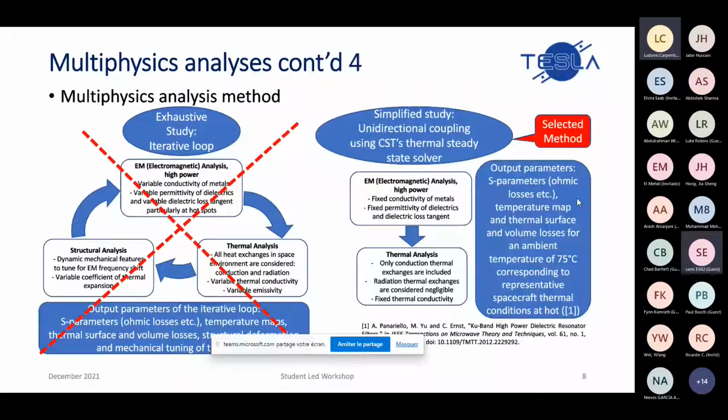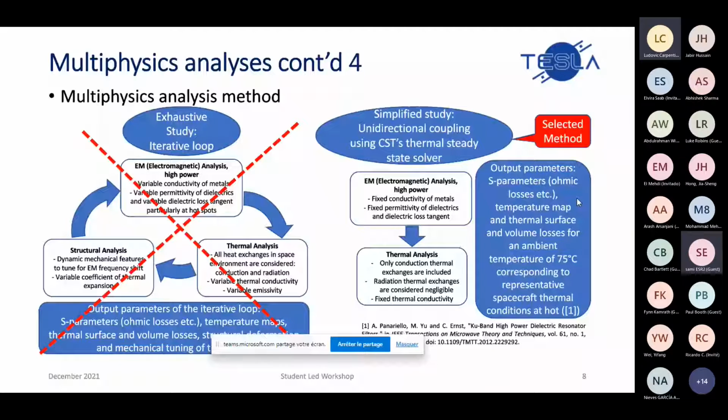And then, at the end, we will have S parameters and the temperature map of the device itself, which will allow us to conclude on the thermal behavior and the effect of dielectric losses and thermal conductivity. So for all the following analysis that we'll be seeing, we'll be considering an ambient temperature of 75 degrees Celsius, which corresponds usually to the thermal constraints that we have on satellite payloads.